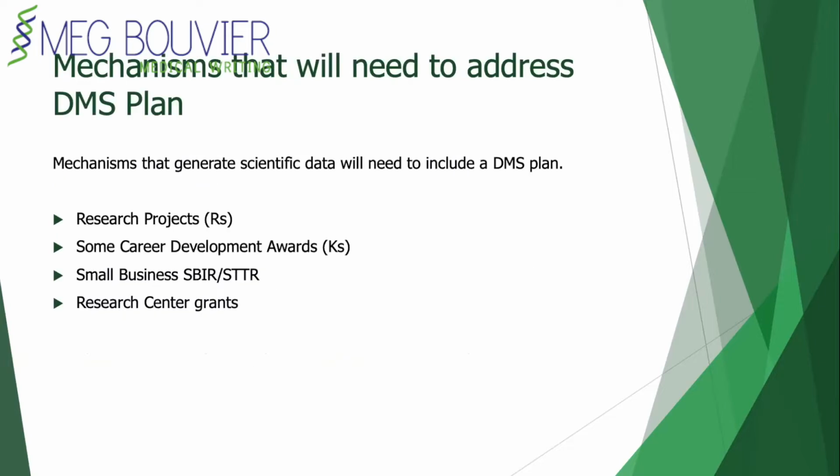The mechanisms that will need to include this DMS plan in the applications are any mechanisms that generate scientific data, such as the R01s, R03s, R21s, and so on. Some of the K awards, the SBIR, STTRs for small business, and the research center grants.